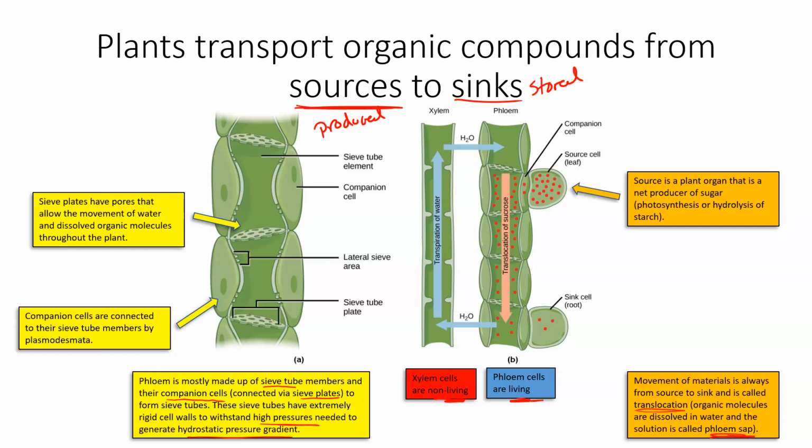The source is a plant organ that is a net producer of sugar, through photosynthesis or hydrolysis of starch. That would be a leaf. So source cells are where these photosynthetic products are made, which is the leaf. And a sink is the plant organ that uses or stores sugars, which is typically found in roots, buds, stems, seeds, fruits. Things that are not actively photosynthesizing, but are actively maturing, growing, developing, and require a large amount of glucose in order to produce a large number of ATPs.